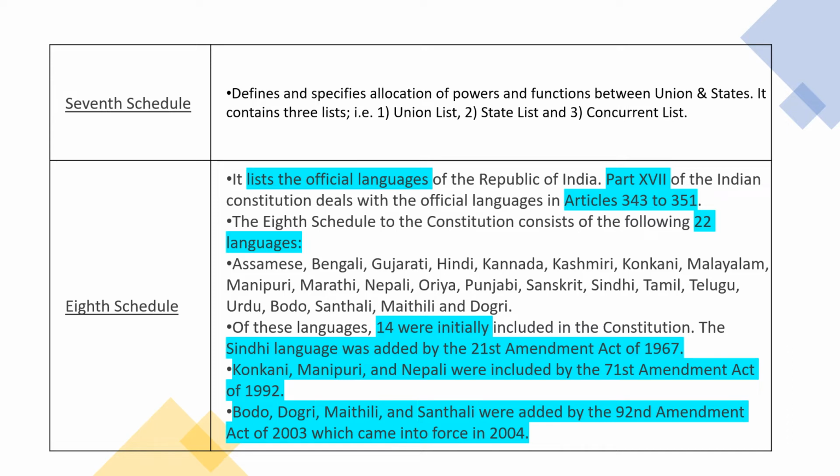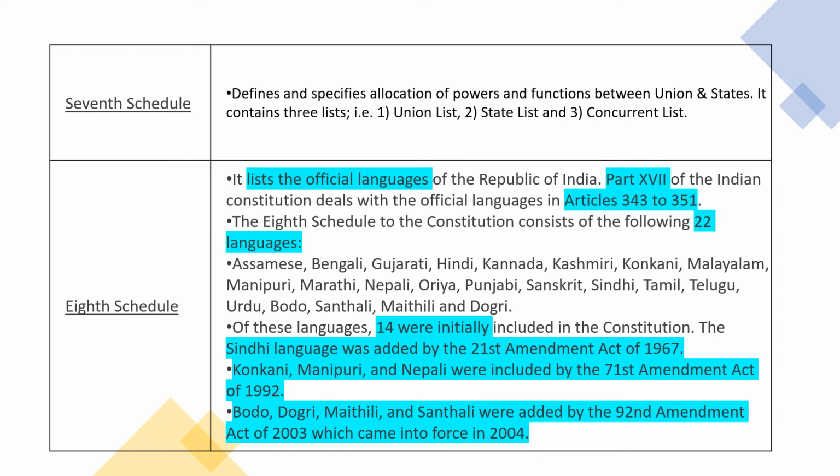The eighth schedule to the Constitution consists of the following 22 languages: Assamese, Bengali, Gujarati, Hindi, Kannada, Kashmiri, Konkani, Malayalam, Manipuri, Marathi, Nepali, Oriya, Punjabi, Sanskrit, Sindhi, Tamil, Telugu, Urdu, Bodo, Santali, Maithili, and Dogri.